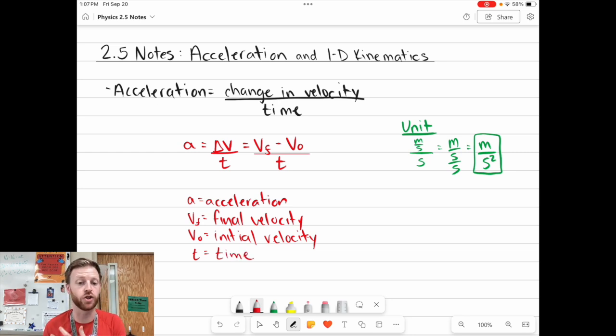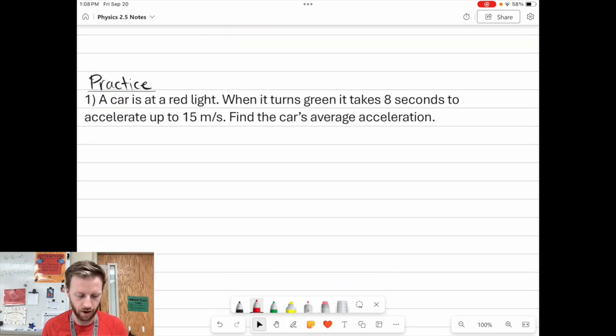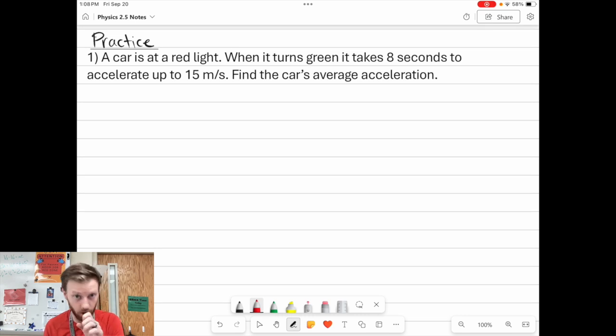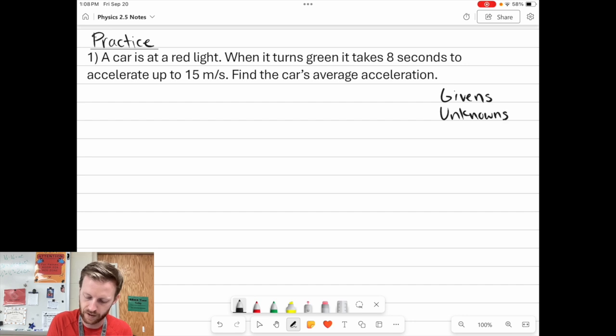So let's get some practice using our new equation, and we can apply it in a couple different ways to find different variables. Our first practice here: a car is at a red light. When it turns green, it takes 8 seconds to accelerate up to 15 meters per second. Find the car's average acceleration. Now, it's important that we use our GUESS method. If we have forgotten what the GUESS method is, we write out our givens, then we figure out what our unknown is, or what I'm looking for. Then we write down our blank equation. Then we substitute in our numbers to the equation, and then we solve the actual equation.